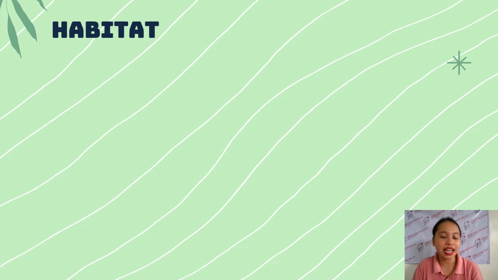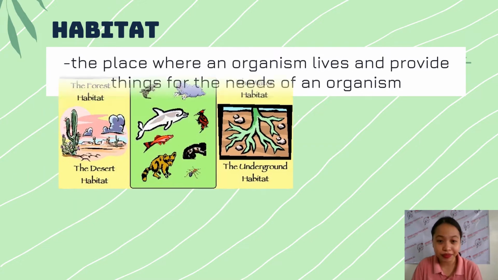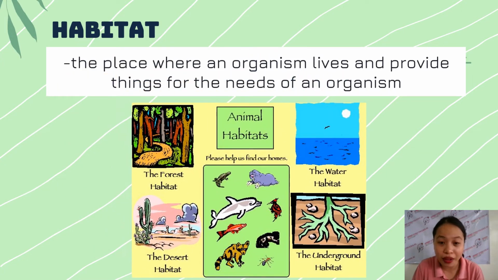So what is a habitat? This is the place where an organism lives and which provides things for the needs of an organism. Like for example, this one: the forest, the water, underground, the desert habitat.